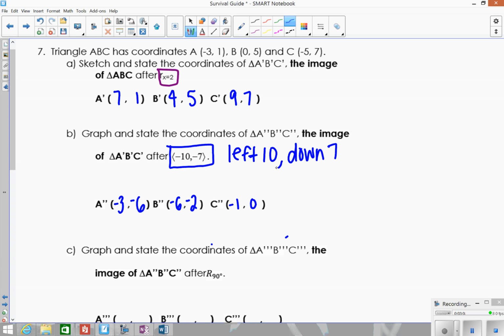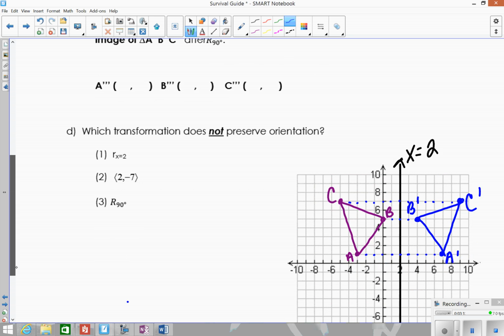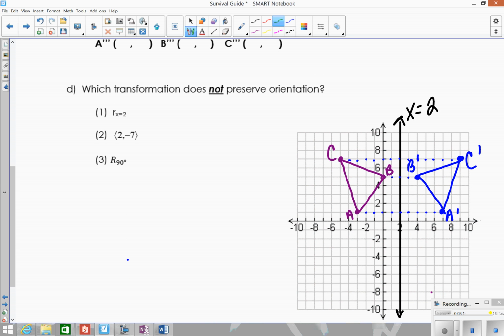Otherwise, on a graph, I'm going left 10, down 7. Let me show you on the graph the same process. I'm starting at A, and I'm going left 10, 1, 2, 3, 4, 5, 6, 7, 8, 9, 10. And then I'm going down 7, 1, 2, 3, 4, 5, 6, 7. So we end up with the exact same answer as what I had above. It's just counting versus subtracting or adding.